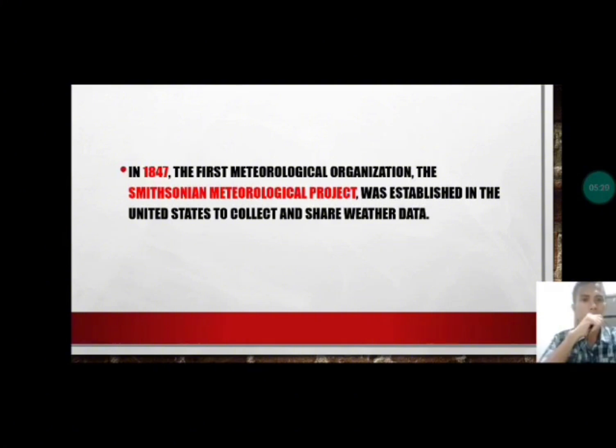In 1847, the first meteorological organization, the Smithsonian Meteorological Project, was established in the United States to collect and share weather data.